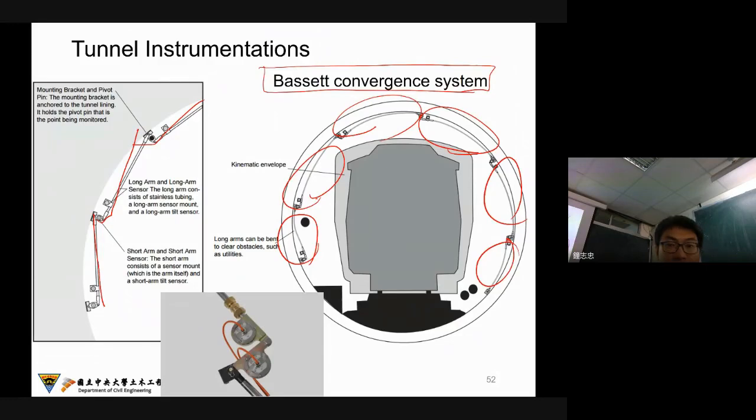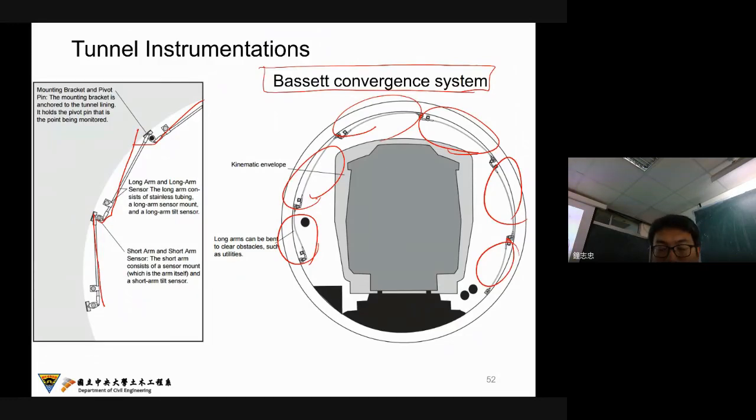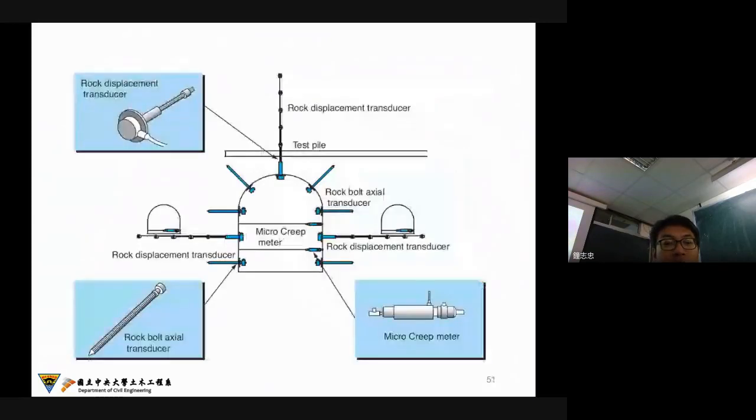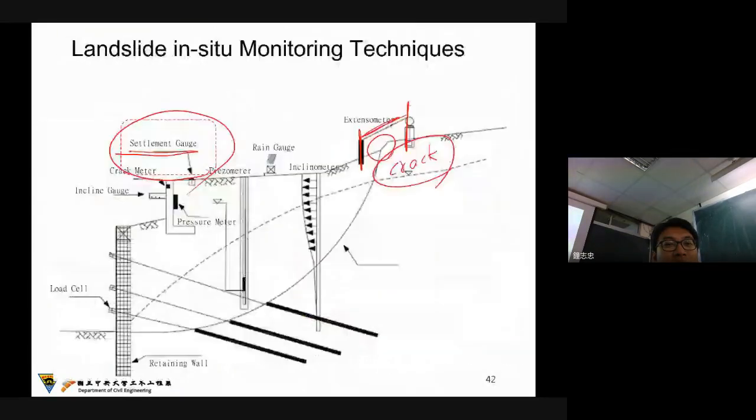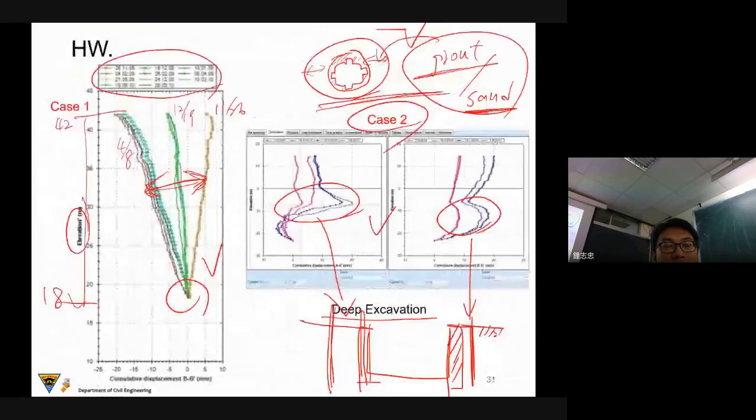Okay, so I think we have almost shown you the landslide and the internal instrumentation at all. And please, we have two homework assignments today. One is please compare and find the difference between the RS-232 and the RS-485. I think this is much easier for you, but it is a group homework. And the other one is try to check out and explain what happened in these three cases of the inclinometer.